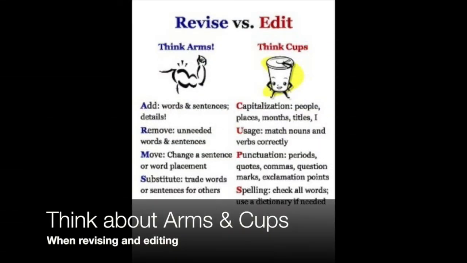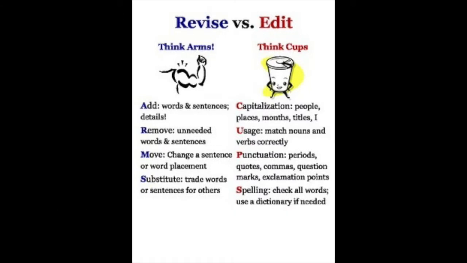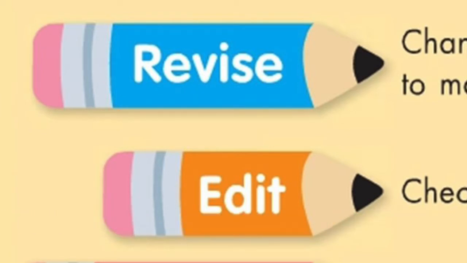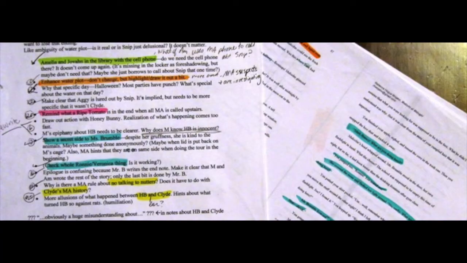Also, think about this: revise versus edit. Think arms when revising. Add, remove, move, or substitute. Think about cups. Capitalization, usage, punctuation, and spelling. This is what we come in for editing. This is a rough part of it, but we have to get it done. This is the key before publishing.